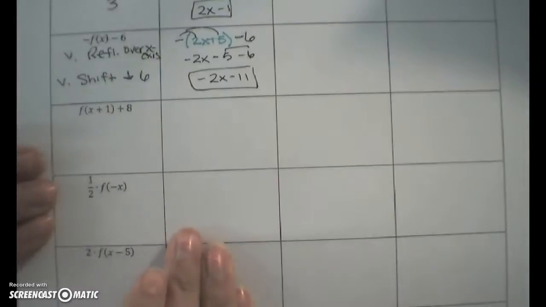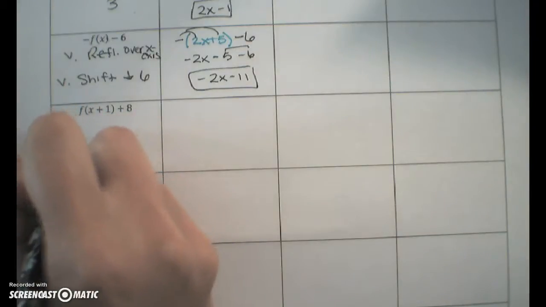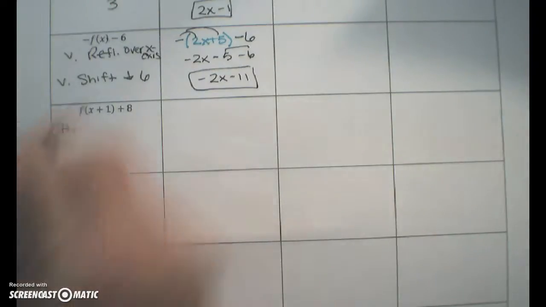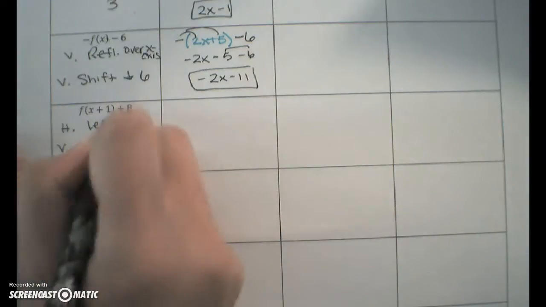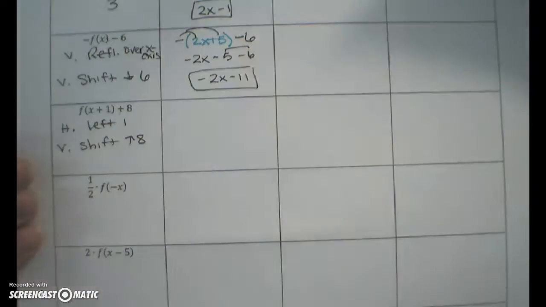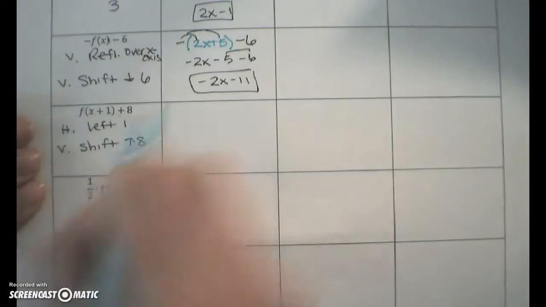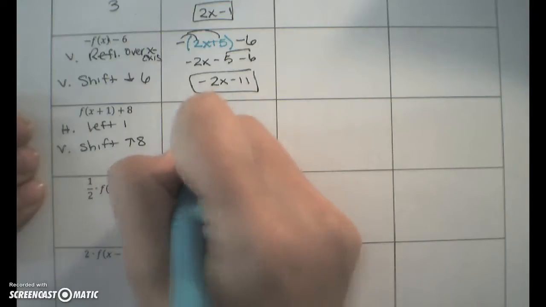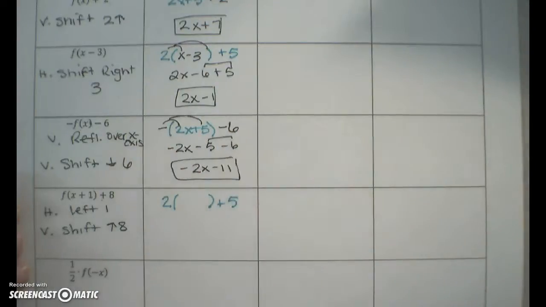On the next one, two things happening here. Inside's horizontal. Horizontal hugs the inside, and it's a +1, so opposite thinking, not right, but left 1. Outside, a +8, vertical, and it's a plus, so that's going to be a shift up 8. Are we plugging something in? Yes, we are. We're plugging this in. So write your 2, leave parentheses, just like we did on the second one, and then your +5.